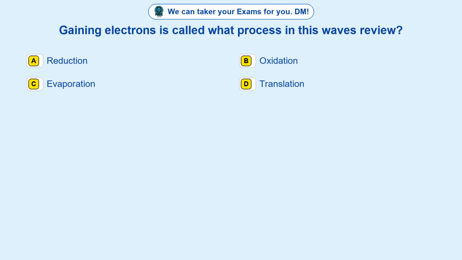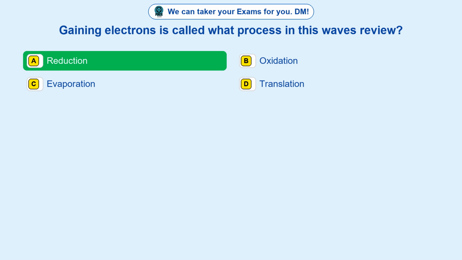Question 44. Gaining electrons is called what process in this waves review? Option A, reduction. Option B, oxidation. Option C, evaporation. Option D, translation.